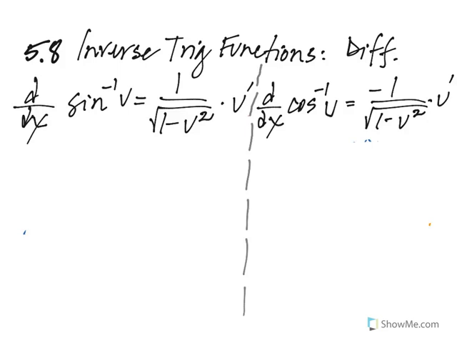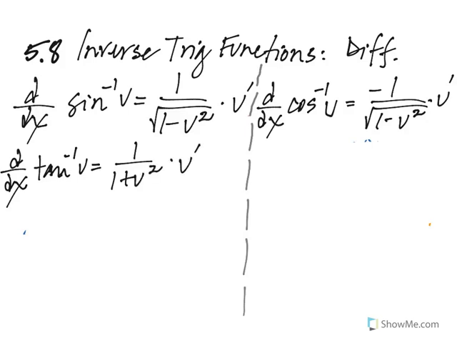All right, so the next one then is the derivative with respect to x of the arctan of u. And this turns out to be 1 over 1 plus u squared times u prime.